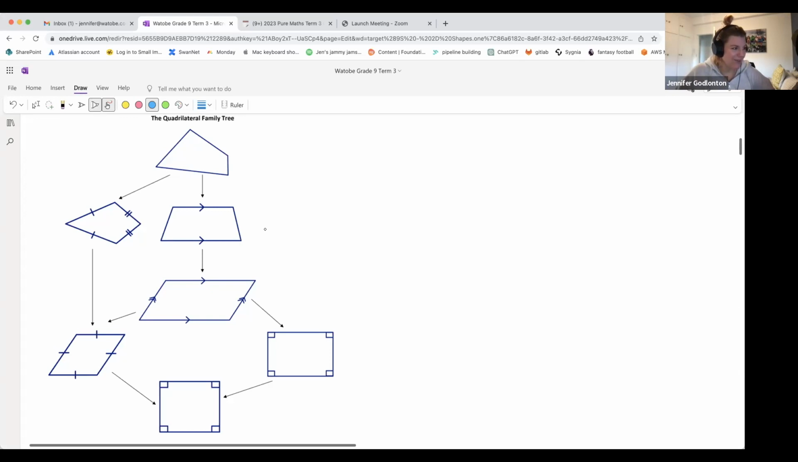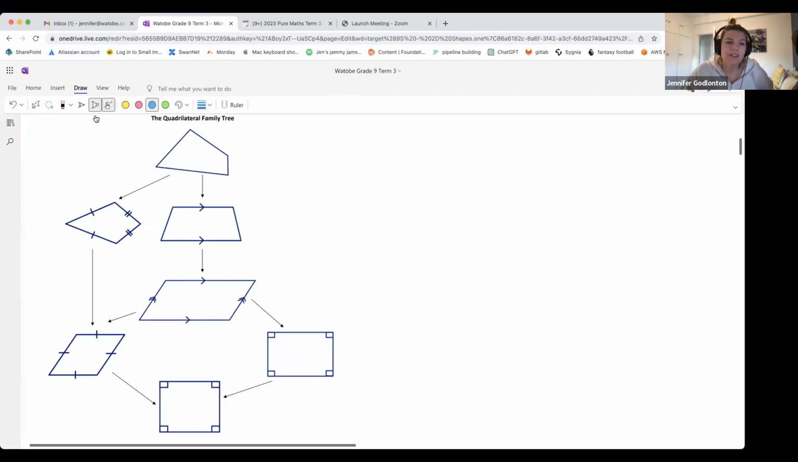Okay, cool. So the quadrilateral family tree is a way for us to see how all of them are connected, what they have in common with each other, and which ones would be classified as what. So we're going to chat about it. We're going to talk about some weird things. You're going to be amazed, I promise.